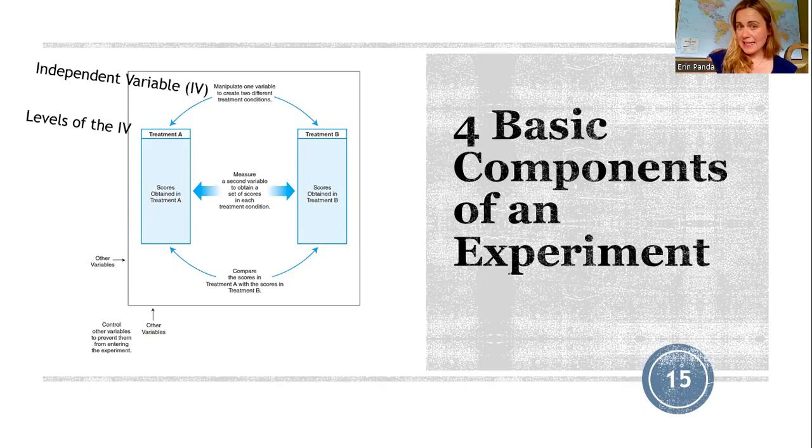We call this the independent variable, to create two or more treatment conditions. So the different conditions are called the levels of the independent variable. In this example, we've got two, but we could have 3 or 4 or 5 groups. That would be 3 or 4 or 5 levels of the independent variable. We're then measuring another variable, our outcome variable. We call this the dependent variable.